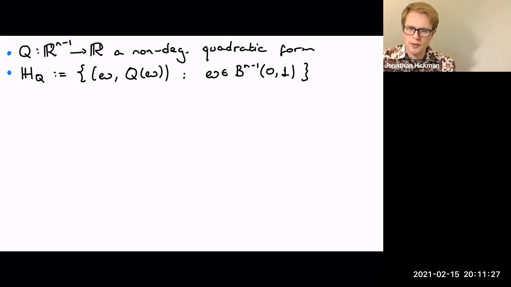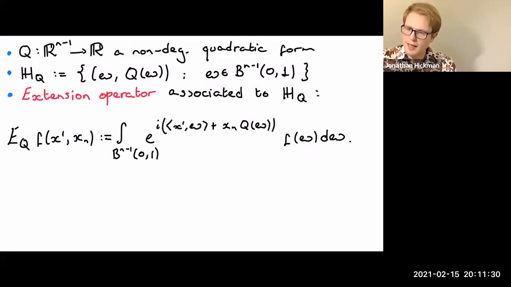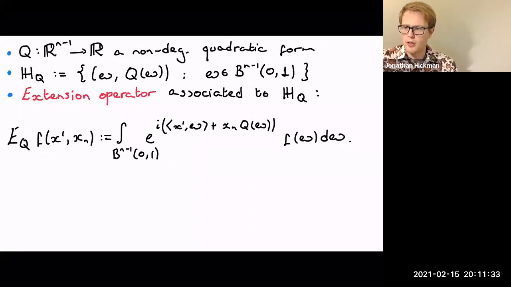So with this hypersurface, we can associate an extension operator in the usual manner. So this is an operator EQ, which is going to take some f, which lies on the parameterization domain, and extends it to a function on the ambient n-dimensional Euclidean space. So how does it do that? If we plug in a vector x, we're going to integrate f against this oscillatory factor, and we have a phase in the oscillatory factor given by the inner product of our input vector x with the graphing function of this quadratic form, so the parameterizing function of our hypersurface.